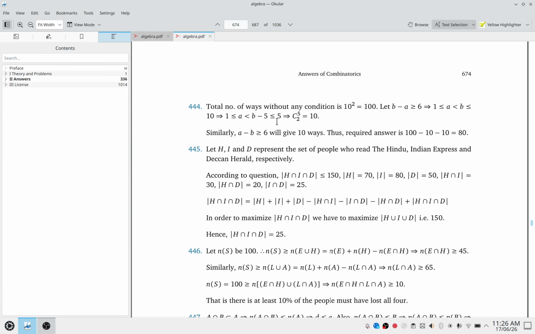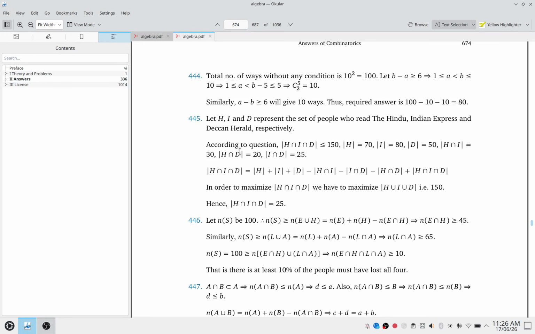So this is basically a set theory question. It is not actually a permutation and combination question.